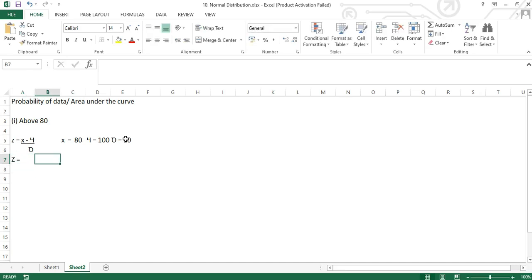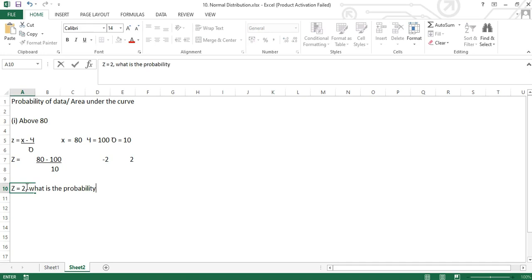Z equals 80 minus 100, that divide by 10. What will be your answer? Calculate and check. It will be 80 minus 100 is minus 20, divide by 10, minus 2. Now in z scores, we don't consider the minus sign or plus sign, so we can take it simply as 2. So z score of 2, what will be the probability? Now z score of 2, what is the probability? Based on table, normal distribution table.